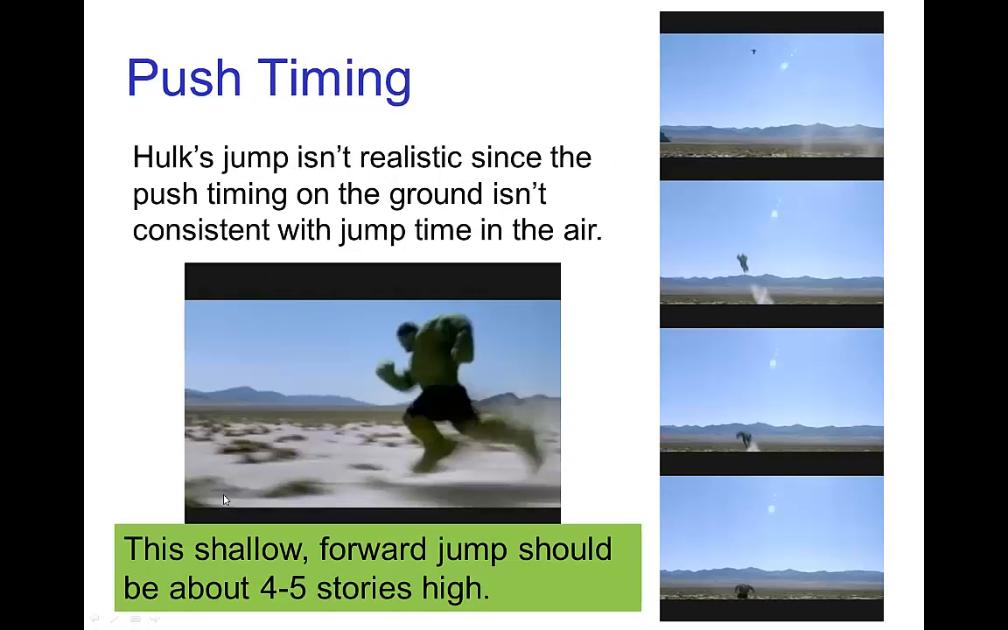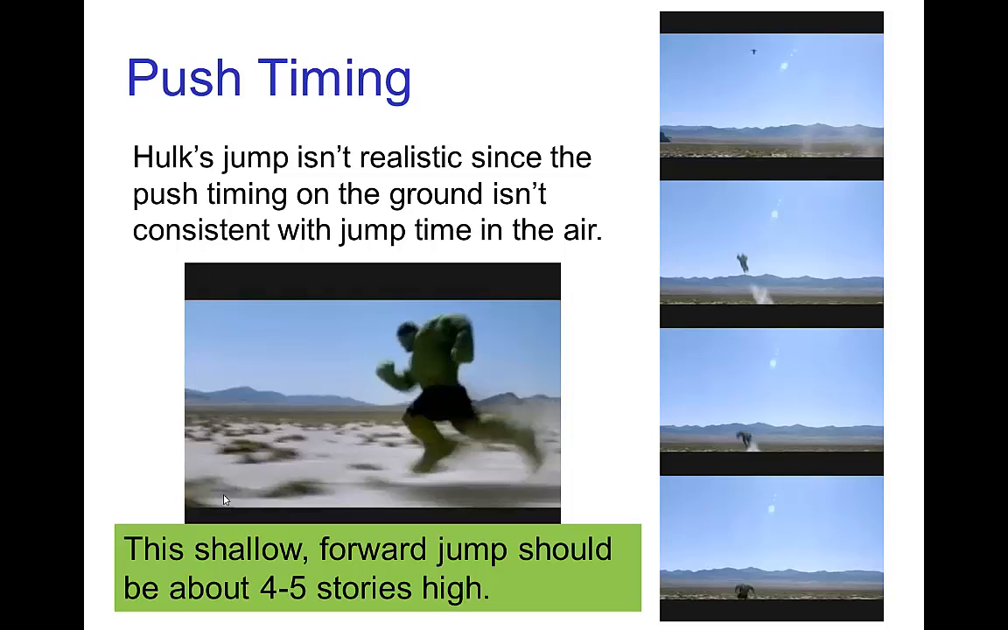Now, these jumps don't look realistic. The time in the air is fine. The problem is that the time that the Hulk is pushing off on the ground simply isn't consistent with the enormous jump magnification that he's getting. So if you work it out, the shallow forward jump that he does in the first part of that sequence, he would jump an impressive 4 to 5 stories, but certainly not the enormous distance that he jumps on screen.